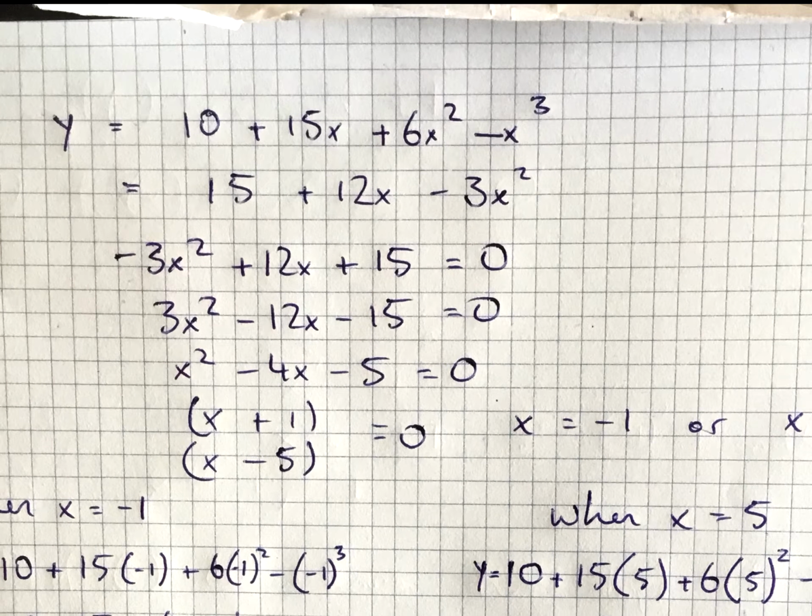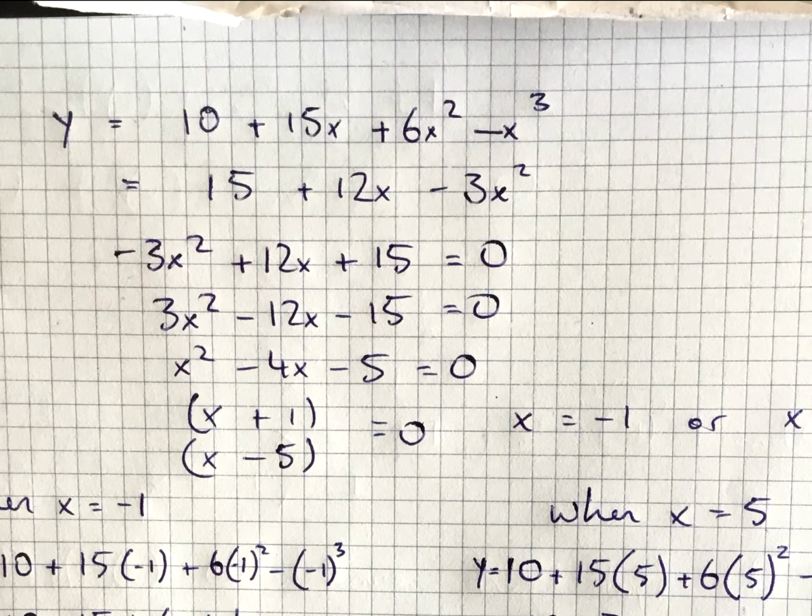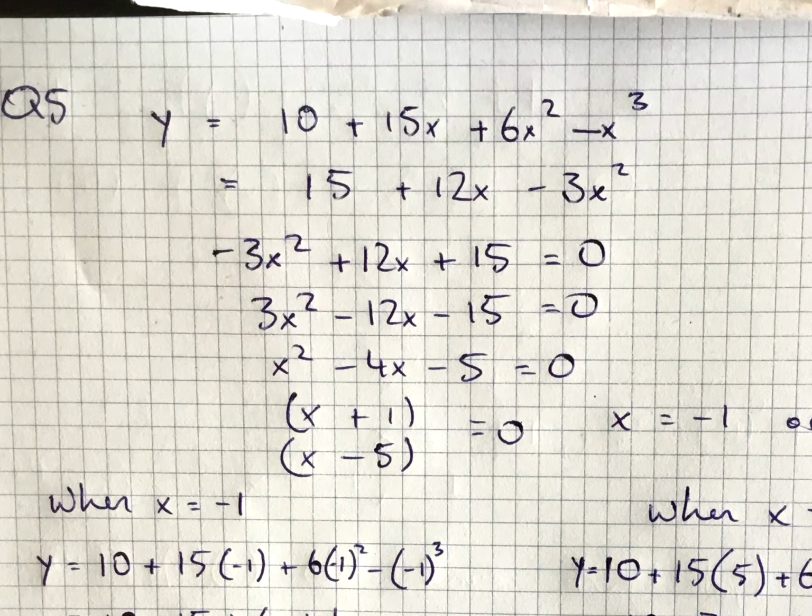So the function is given to us. 10 plus 15x plus 6x squared minus x cubed. I've got a cubed function, all right? So the first derivative is the line underneath there, 15 plus 12x minus 3x squared. I then use that to solve for x. So that's a quadratic equation, and I'm going to solve that by factorizing. You could also fill those values into the minus b formula if you so wish.